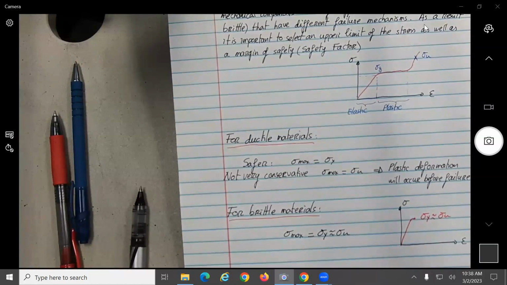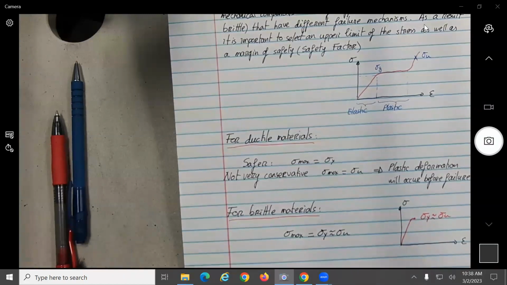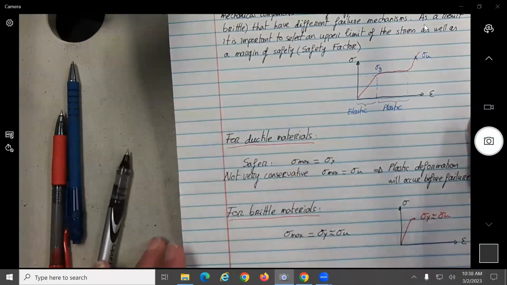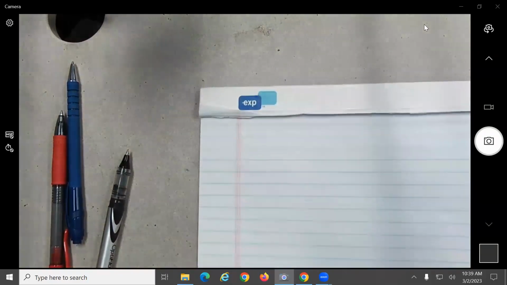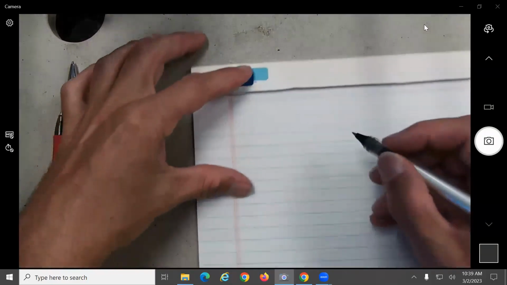Okay, so for either case, you might also want to introduce what is known as a safety factor. I'm running out of paper. Got more over here, but not a lot. So here we go. Now let's look at safety factor.